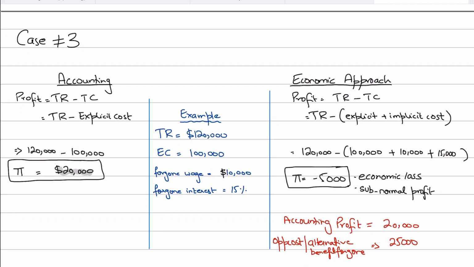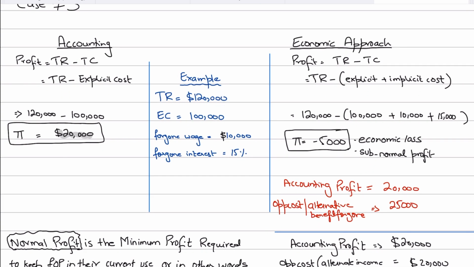Now in case 3, guys, what I have done is that the foregone interest rate की percentage को I have changed to 15%. Right? Rest is all the same. So for example, the accounting profit is showing 20,000 का accounting profit. And the business is making a profit of 20,000 doing the annual operations, while the economic approach says that the economic profit is actually there's an economic loss. In fact, there's subnormal profit because 15% of 100,000 would give you an alternate income earning through interest income that would be equivalent to 15,000.